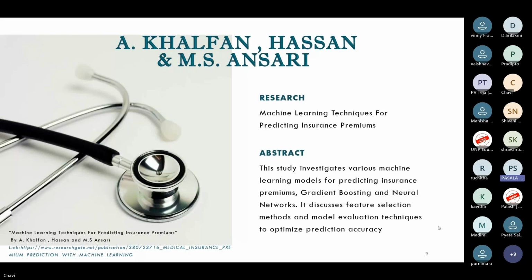And some of the machine learning techniques that they use for this research are linear regression, decision trees, random forest, etc. So from the research, they concluded that these machine learning techniques are highly effective for health insurance premium prediction.